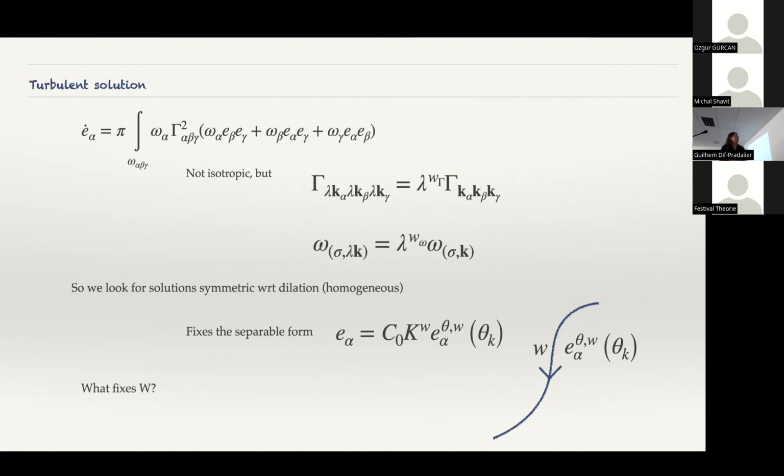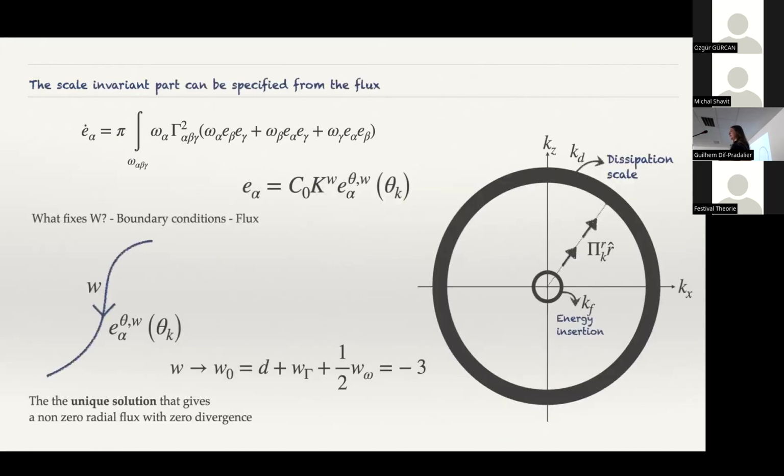Okay. So I'm not saying that the solution has to be scale invariant. I'm saying that I'm going to look for a solution which is not isotropic, but scale invariant in the absolute scale. And then it seems like you can have a family of solutions, because if my solution is k^w and some function of the angle, which I can think about with some other power law that depends on theta.